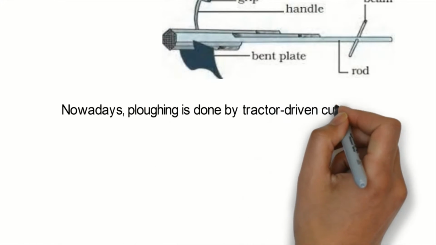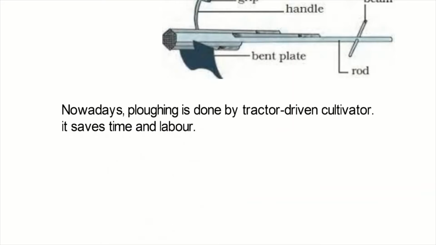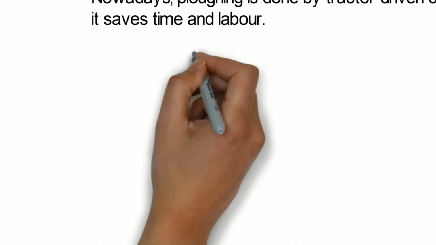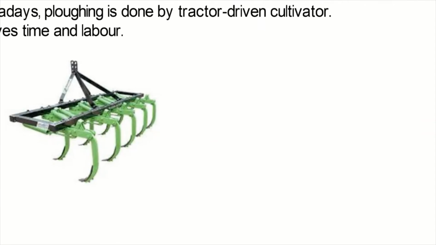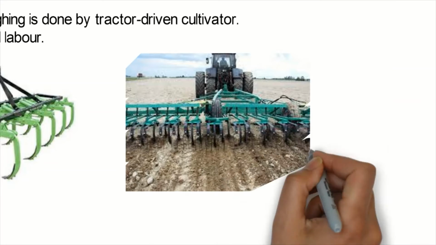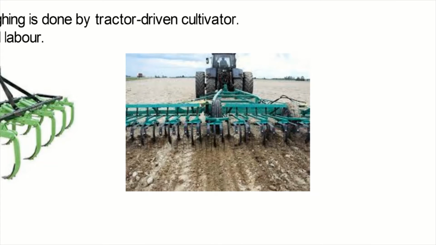Nowadays, plowing is done by tractor-driven cultivators. It saves time and labor. This is a cultivator. You can see the pointed bent rods which will plow the soil. This is attached to the tractor and it will be pulled by the tractor. So we can see a bigger area can be plowed in less time.